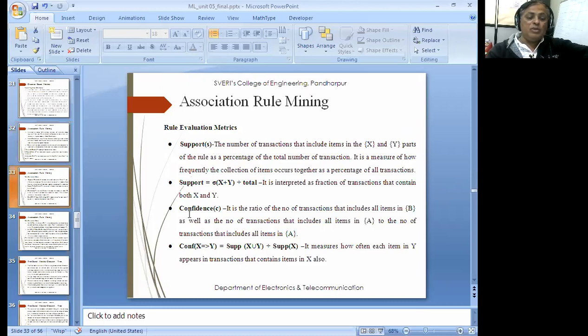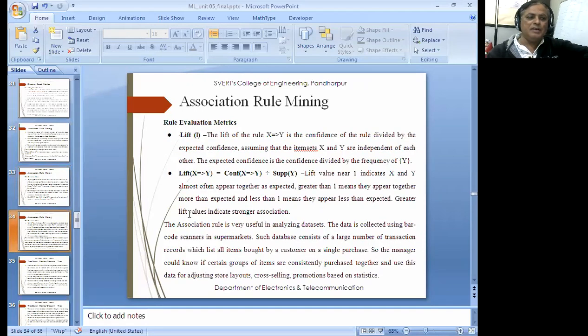As far as the rule evaluation metrics are concerned, there are a few metrics that need to be studied. One is support, that is S, support of X union Y, that is total. Then we have confidence C, the confidence of X implies Y, which is equal to support of X union Y divided by support of X. So this is how the values can be calculated.